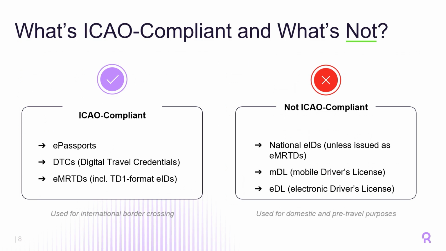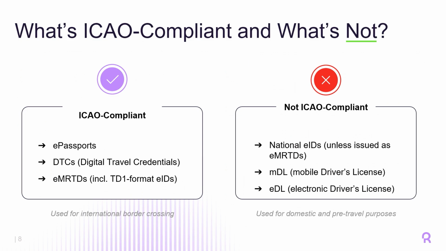Other digital identity documents, like mobile driver's licenses or electronic driver's licenses, are not covered by ICAO standards, but they still serve an important role in domestic and pre-travel identity verification workflows, depending on local regulations, of course. So when we talk about compliance, we need to clearly separate documents designed for cross-border travel, which must follow ICAO specs, from documents used in national or commercial processes that follow a different set of rules.